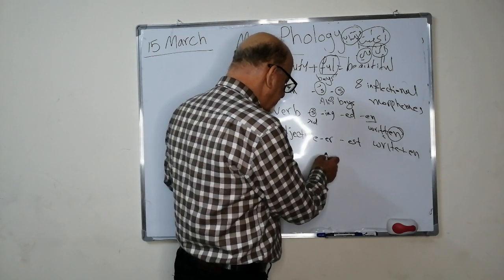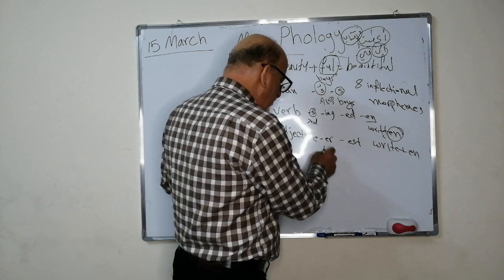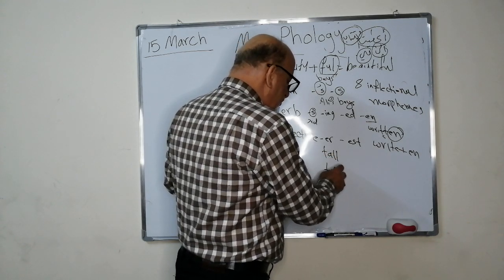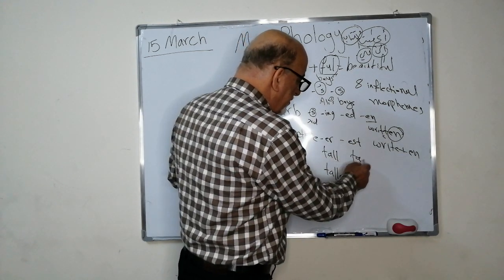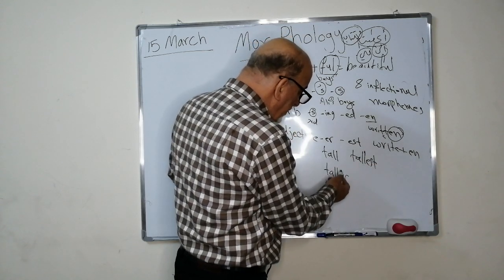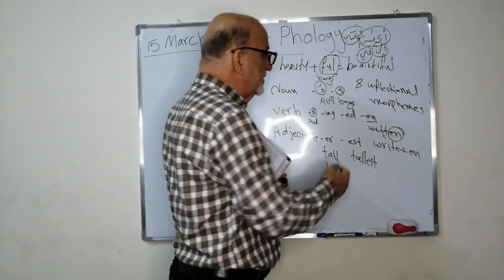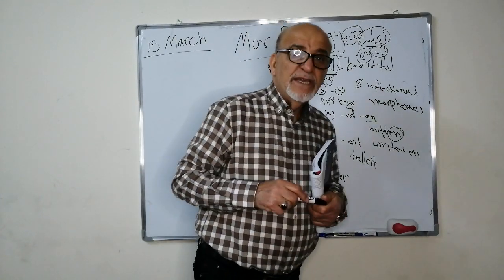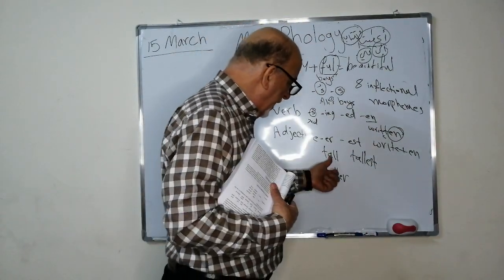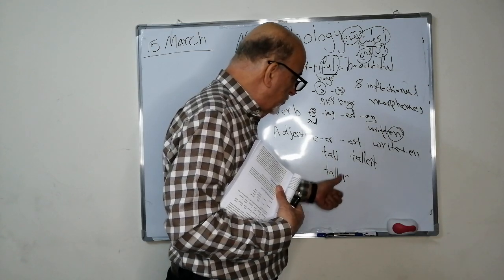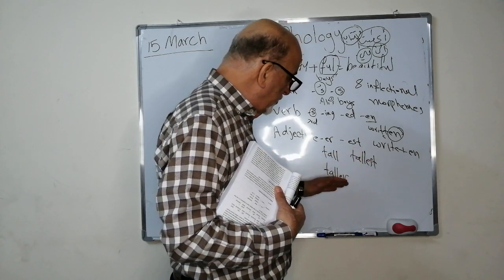For example, happy, or I say taller, tallest. So these are er, est, en, ed, ing, s, s, s: these are 8. They only change the final form. For example, the word tall is an adjective, taller is also an adjective, and tallest is also an adjective. But there is a difference between tallest and taller.